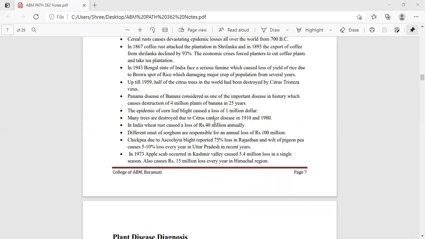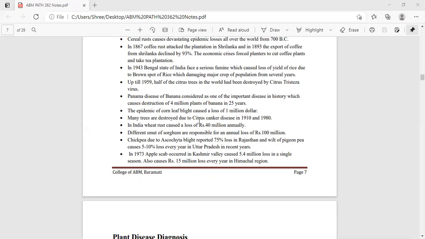Many trees were destroyed due to citrus canker disease from 1910 to 1980. There is a report of heavy destruction by citrus canker. Nowadays, you can see citrus canker on lime and lemon, effectively causing heavy losses.